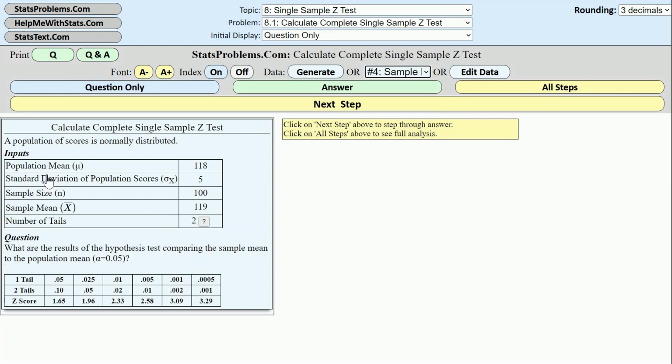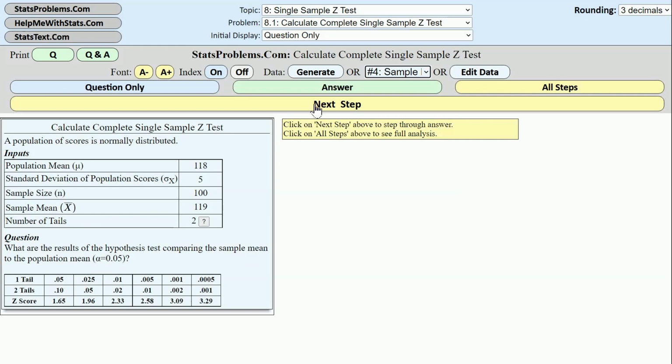A population of scores is normally distributed. Population mean, mu, is 118. Standard deviation of population scores, sigma sub x, is 5. Sample size, n, is 100. Sample mean, x bar, is 119. Number of tails is 2. What are the results of the hypothesis test, comparing the sample mean to the population mean, alpha equals 0.05?